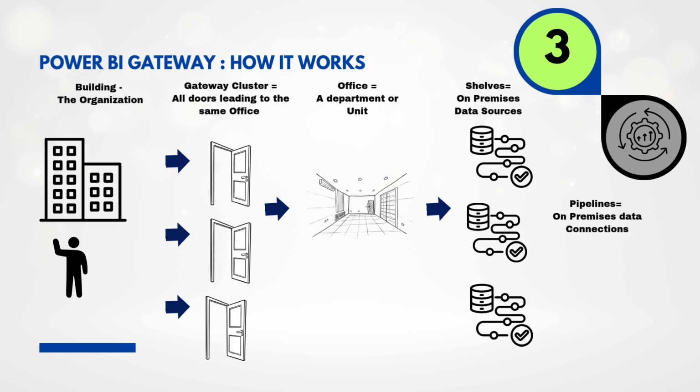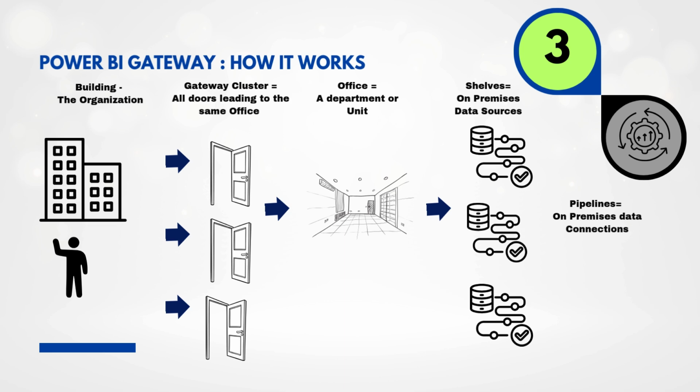So the full picture looks like this. Building is the organization. Office is a department or unit. Doors are individual gateway installations. Gateway cluster, all doors leading to the same office. Shelves, on-premises data sources. Pipelines, on-premises data connections.